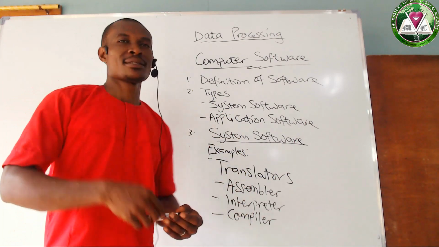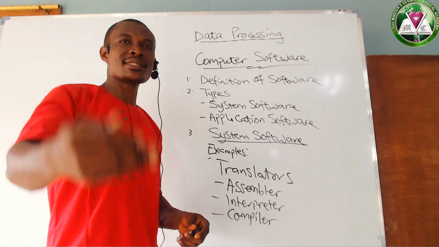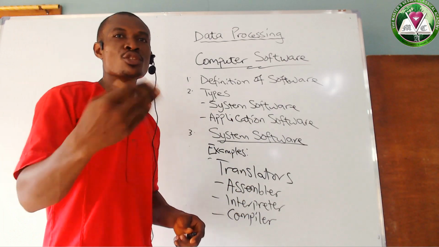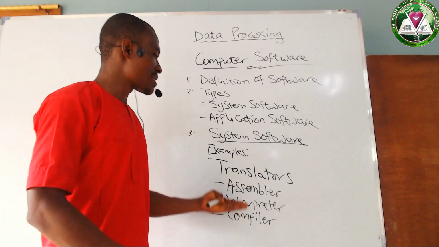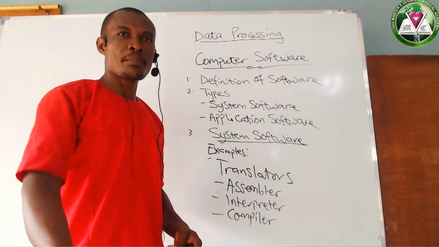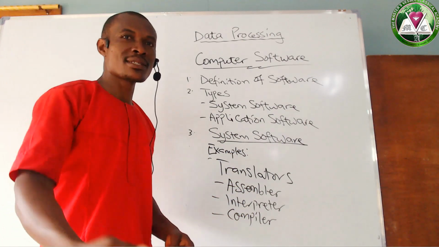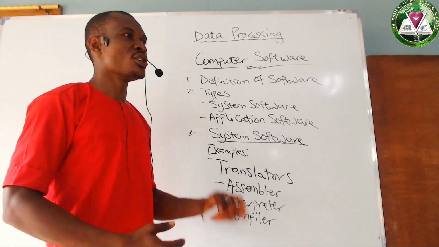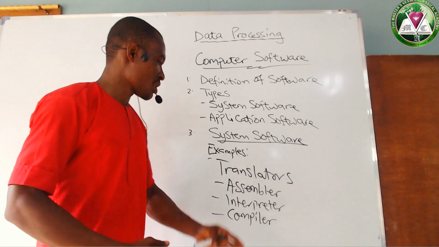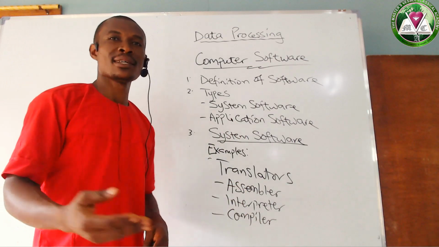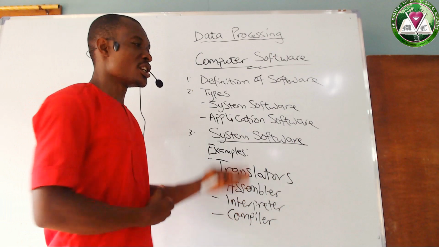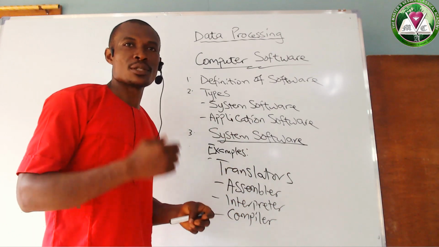The assembler assembles and translates assembly language into machine language. Interpreter interprets and converts high-level language into machine language. Compiler compiles high-level language into machine language.